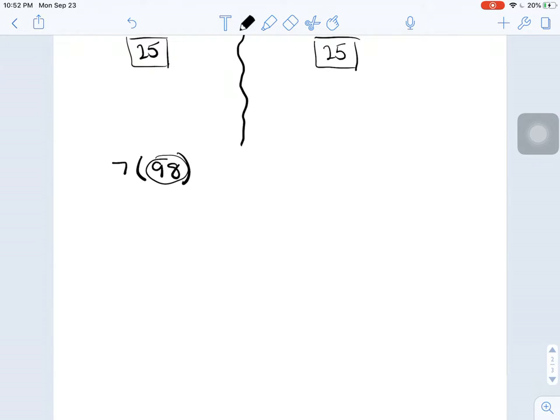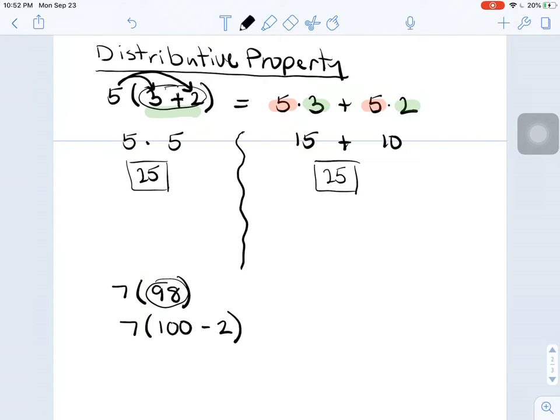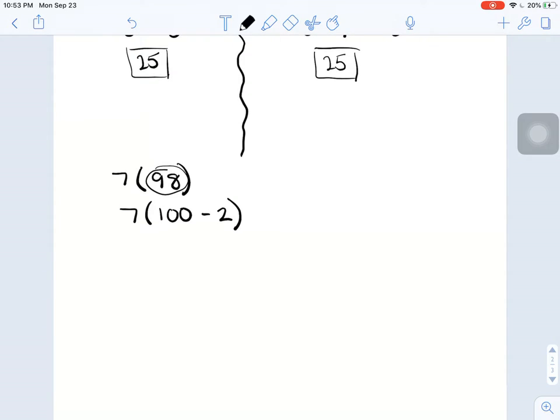98 is really close to 100. It's only 2 less than 100. So rather than trying to do 7 times 98 in my head, it's going to be easier to think about 7 times 100 in my head, and then I just have to subtract 2. 98 is 100 minus 2. Well, that just gave me some numbers that are a lot easier to work with, because distributive property tells us when we're adding or subtracting, rather than doing the adding or subtracting and then multiplying, I can multiply each of the individual pieces first.